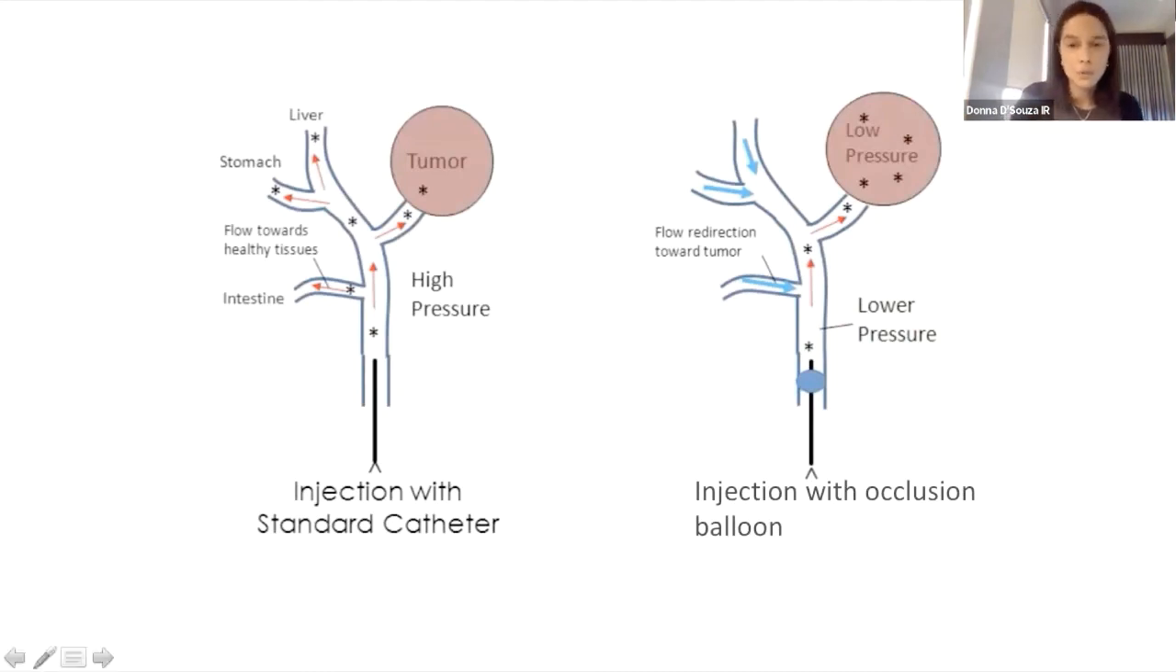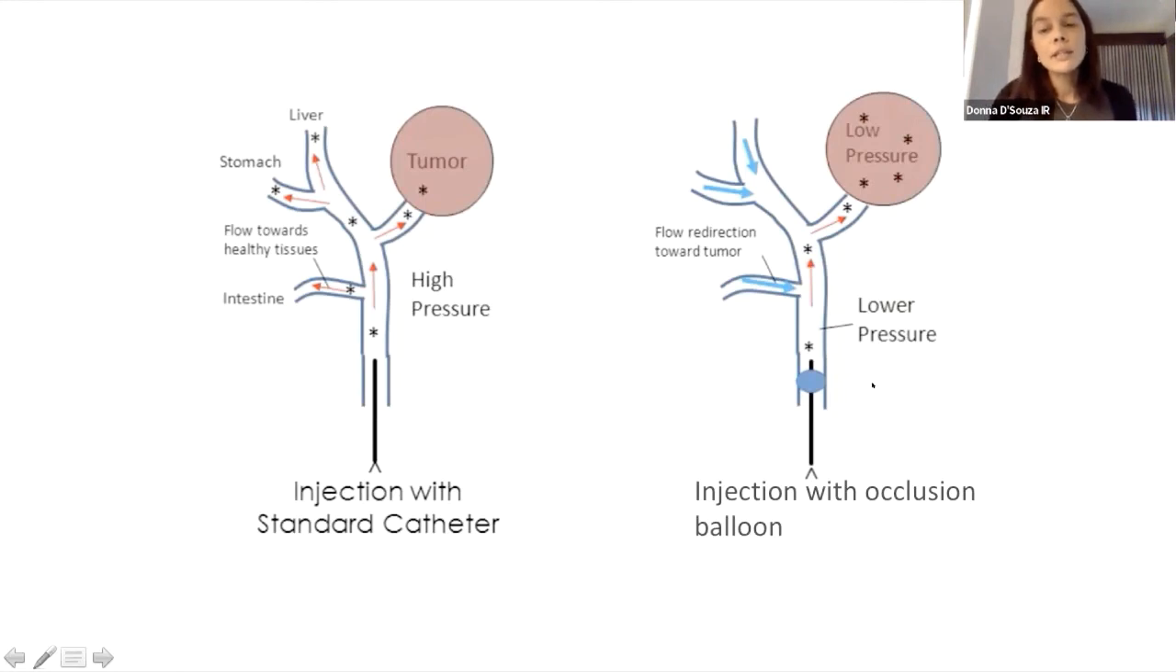This picture was taken off one of the manufacturer's websites. So if you inject in the left image with a standard microcatheter, a standard end-hole catheter, then the particles just go to the tumor via whichever way the flow is going, with uniform blood pressure throughout the whole arterial tree. And so some particles will go into the tumor, some will go into other branches.